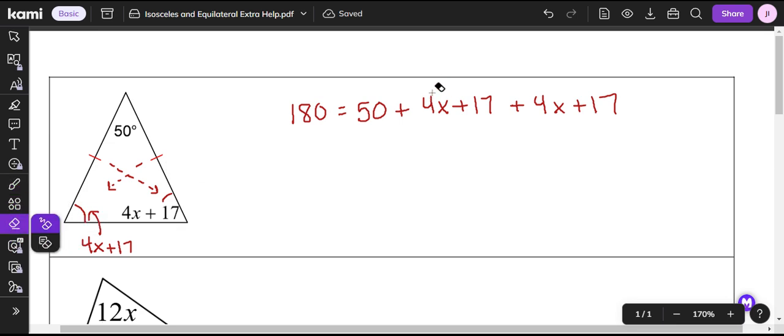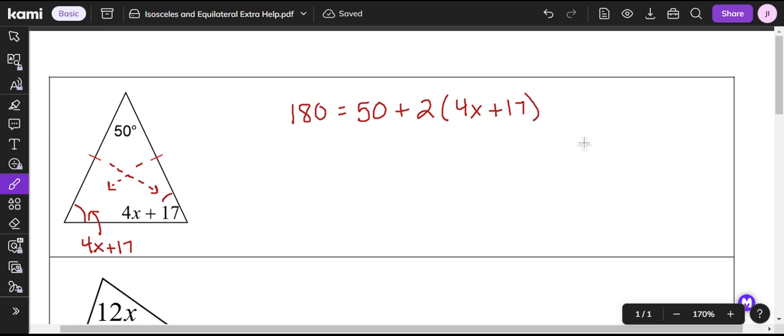Many people find it easier, instead of writing it like that, since we have two of the 4x plus 17, to write it as 2 times the 4x plus 17. I suggest doing it this way. However, you can write 4x plus 17 twice, and you'll need to combine like terms as your first step. Instead, on this one, our first step is going to be distribute. So I'm going to distribute that 2 throughout this expression.